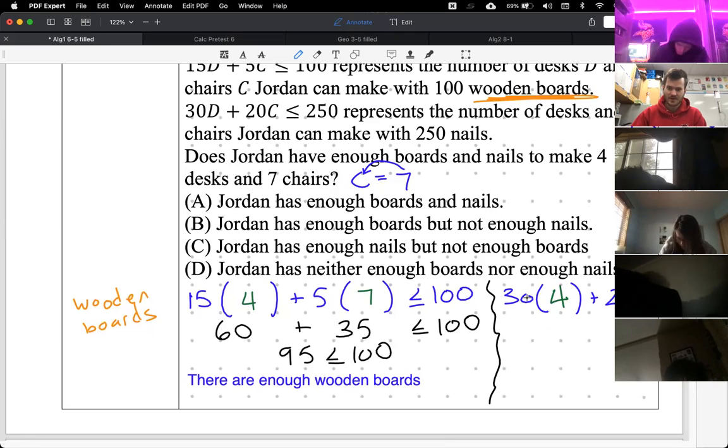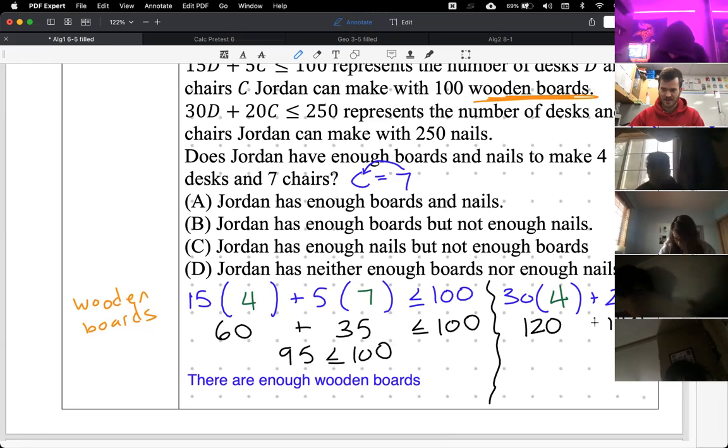If you don't know how to do multiplication, then you have a calculator, so I'm not too worried about this. I'm not quizzing you on how to do 30 times 4, but 3 times 4 is 12. Add the 0, that's 120. 2 times 7 is 14. Add the 0 again, that's 140. I need to add these two together, and hopefully they will be less than 250. So 100 plus 100 is 200, and 20 plus 40 is 60. So I get 260 is less than or equal to 250.